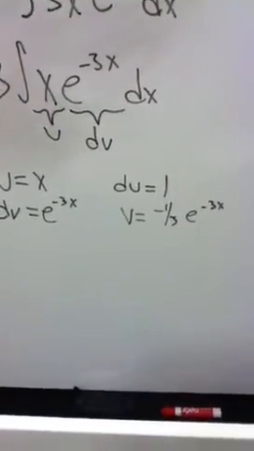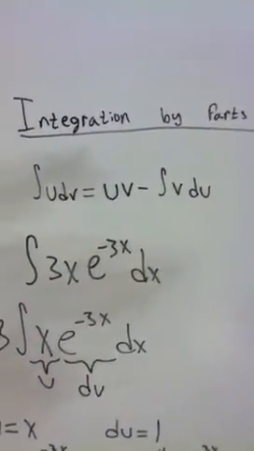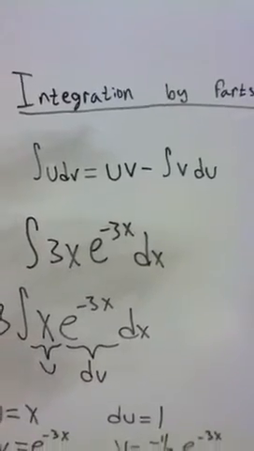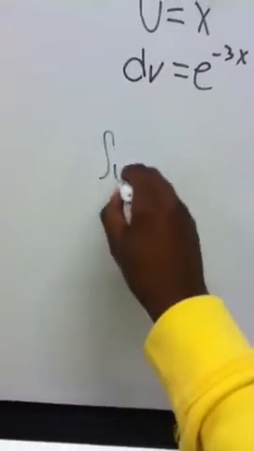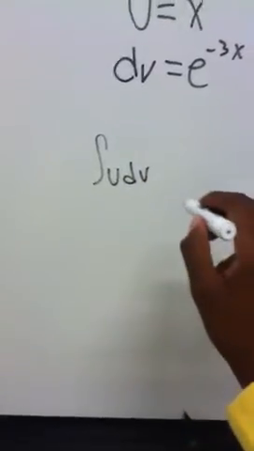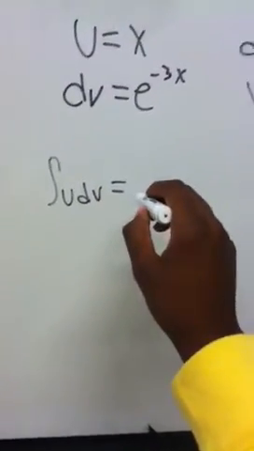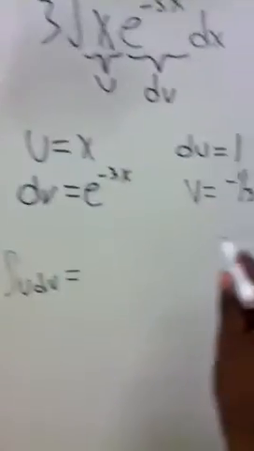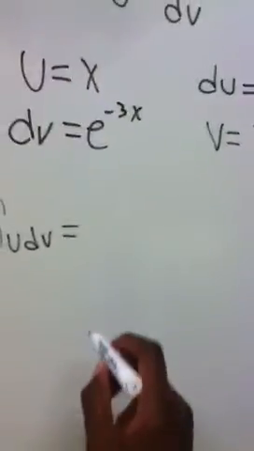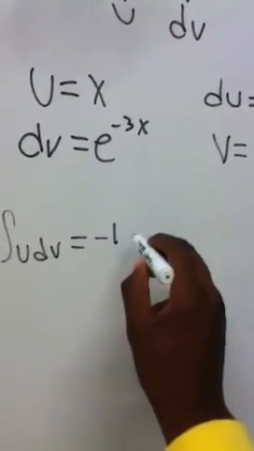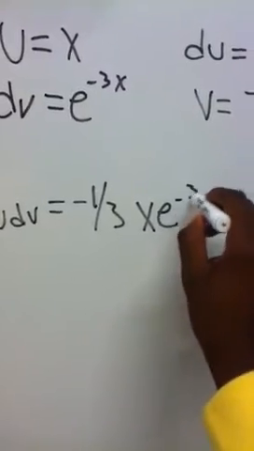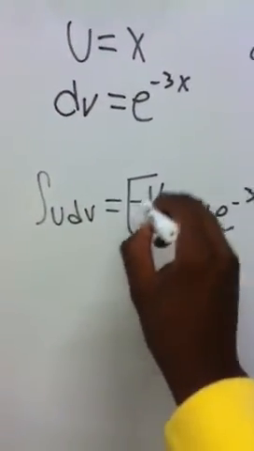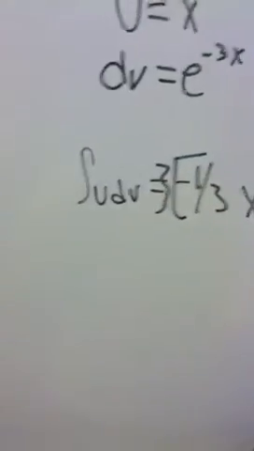Once you have that, you start plugging this into your formula of the integral of u dv equals uv minus the integral of v du. So you come down and you say, alright, the integral of u dv is going to be equal to uv, x times negative 1/3 e to the negative 3x. To make that simpler writing, you can just do this, x times e to the negative 3x. Oh, and don't forget to put a 3 on the outside. Make that look prettier.